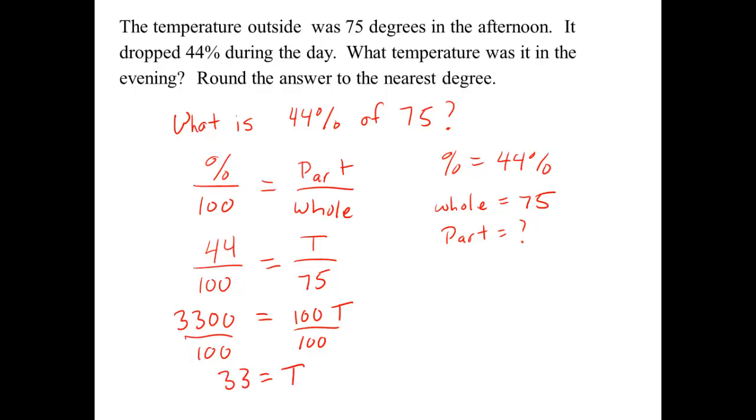This is the number of degrees that the temperature dropped. The question asks, what is the temperature in the evening? So we take the original temperature, which is 75 degrees, and we subtract 33 degrees, and we end up with 42 degrees.